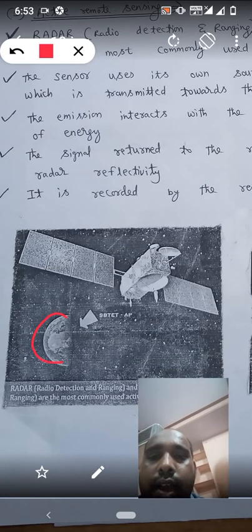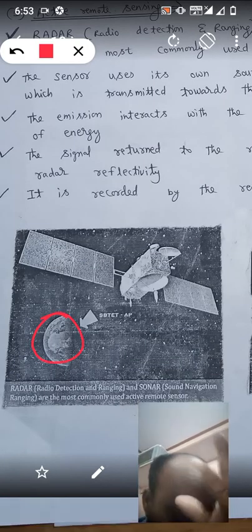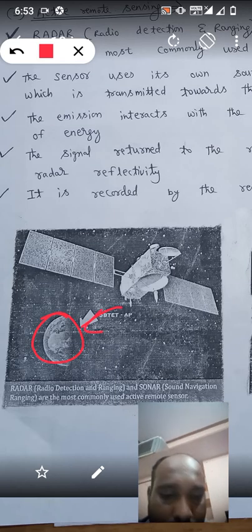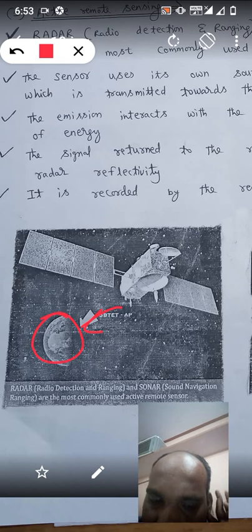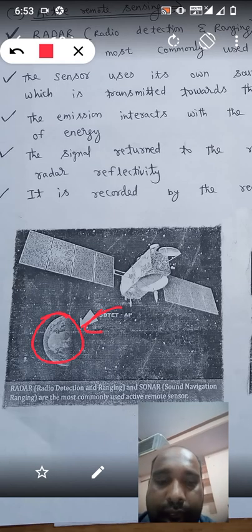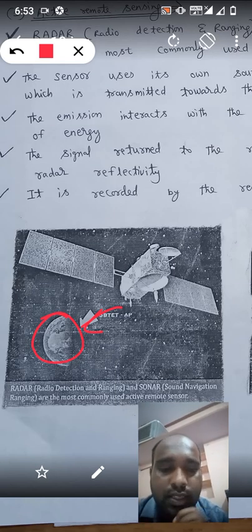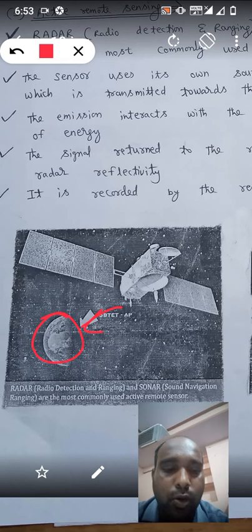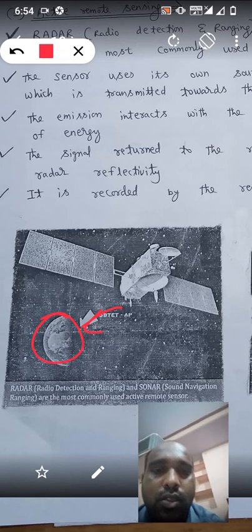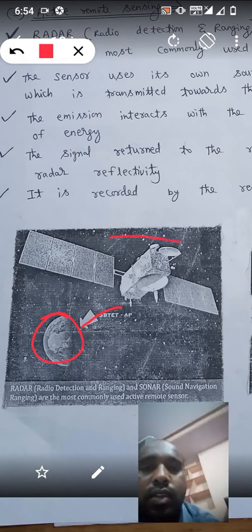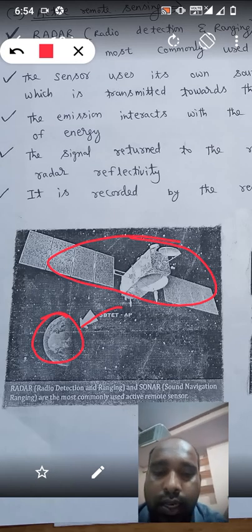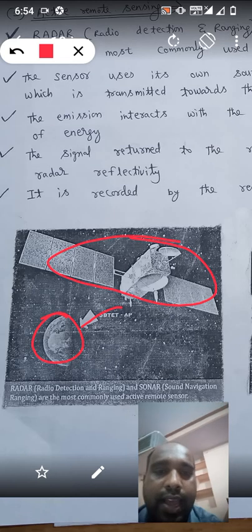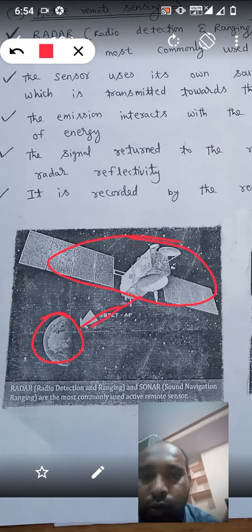So this is the earth, and electromagnetic rays are passing. Radar and sonar are the most commonly used active remote sensors. The sensor uses its own source of electromagnetic energy, which is transmitted towards the earth.